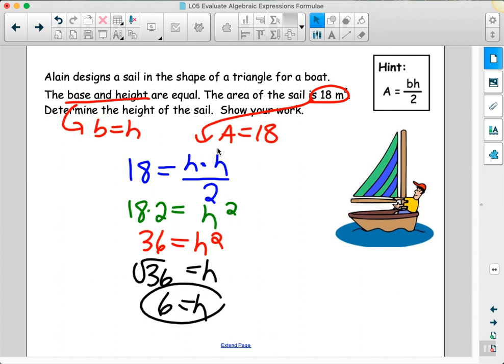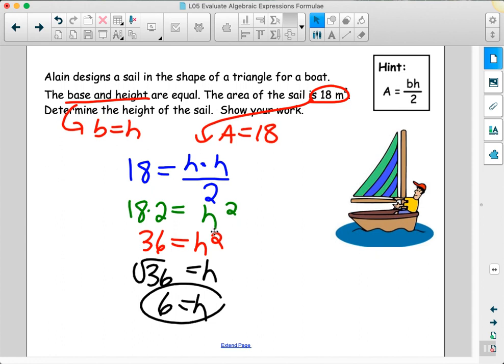What I want to do now is isolate for H, so I have to do that by undoing the 2 first. The operation between the H's and the 2 is a division. You undo division with multiplication. So now I'm going to have 18 times 2 is equal to H squared. 18 times 2 is 36. We now have 36 is H squared.